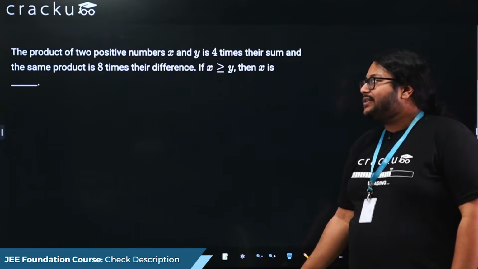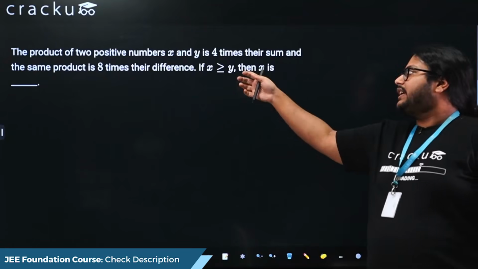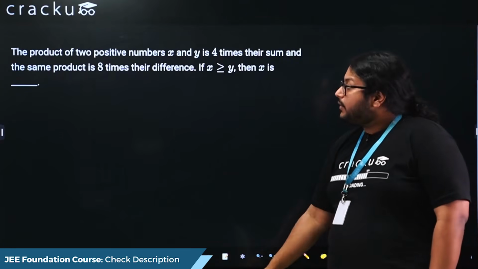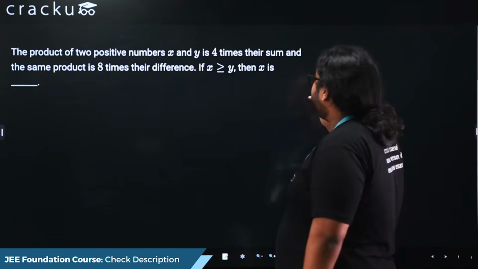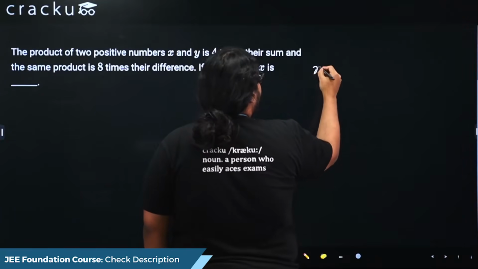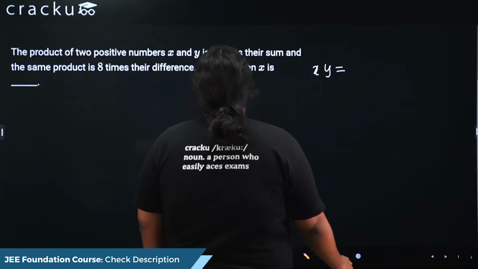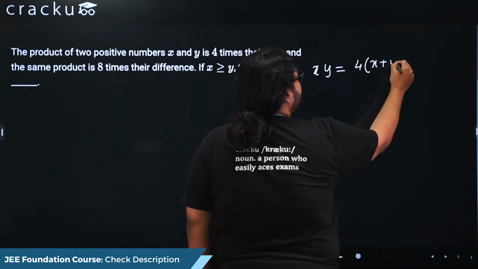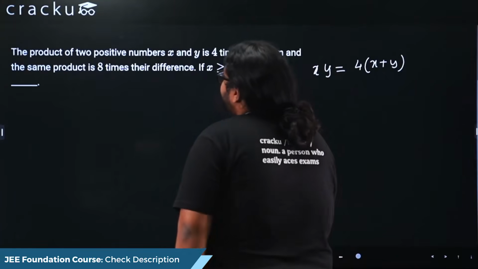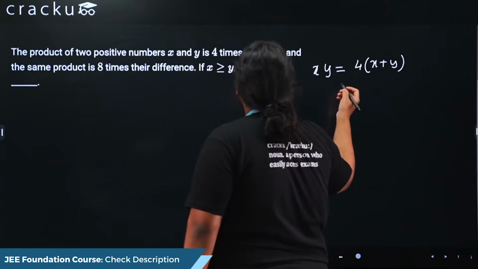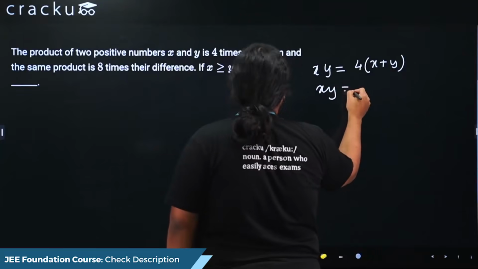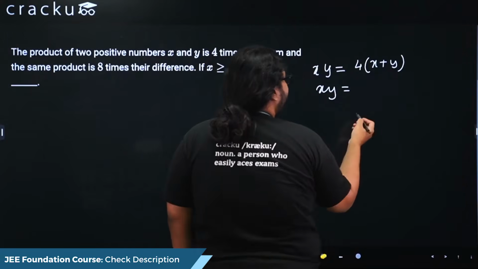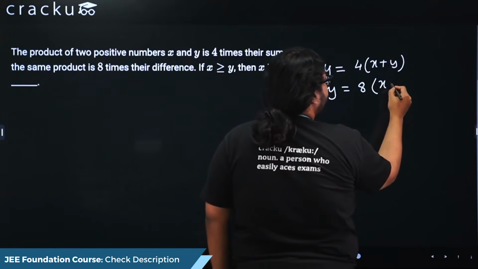In this question, we are told that the product of two positive numbers x and y is 4 times their sum and the same product is 8 times their difference. Product of two positive numbers x and y, so xy is basically equal to 4 times their sum. So that is 4(x plus y). And the same product, xy, is 8 times the difference, and also it's given x is greater than or equal to y. So I can write this as 8(x minus y).